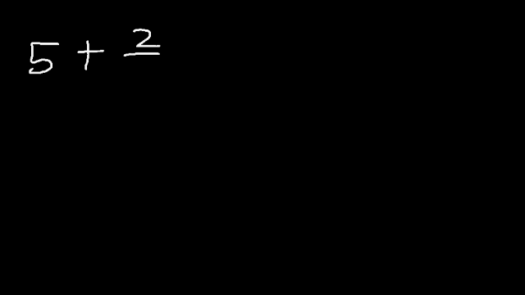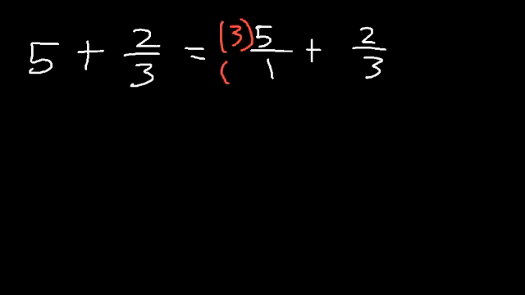So now let's move on to fractions. If you want to add 5 plus 2/3, how can you do so? 5 is the same as 5 over 1. Whenever you want to add or subtract fractions, you need to get a common denominator. So the first fraction, let's multiply top and bottom by 3. Whatever you do to the top, you have to do to the bottom. So 5 times 3 is 15, 3 times 1 is 3.